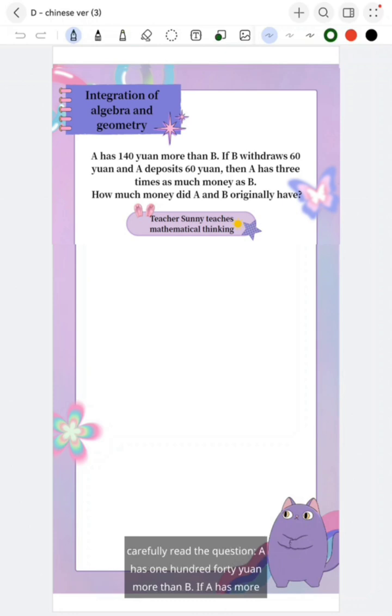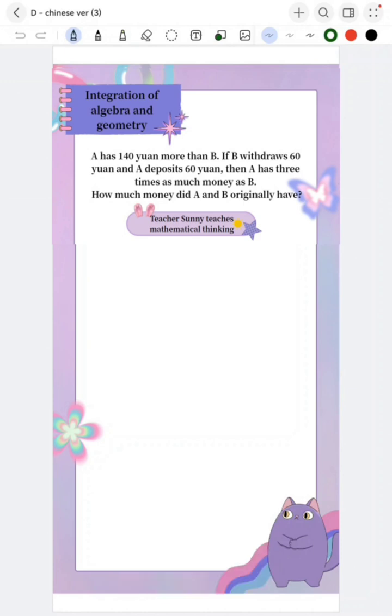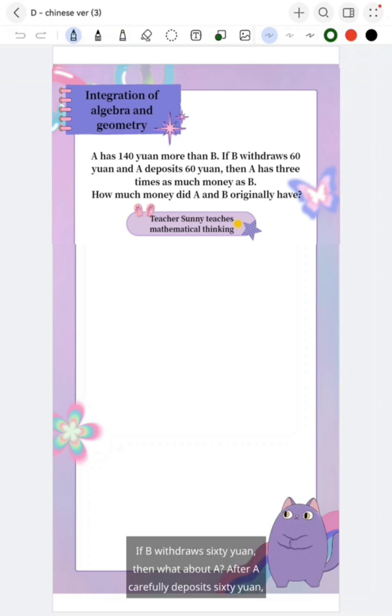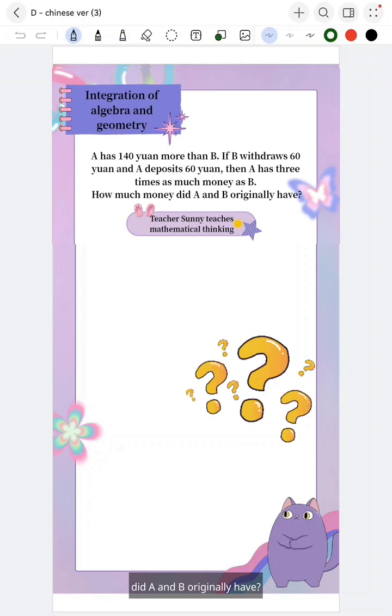A has 140 yuan more than B. If A has more than B, that means B has less and A has more, okay? If B withdraws 60 yuan, then A deposits 60 yuan. At this point, A has 3 times as much as B. So the question is, how much money did A and B originally have?